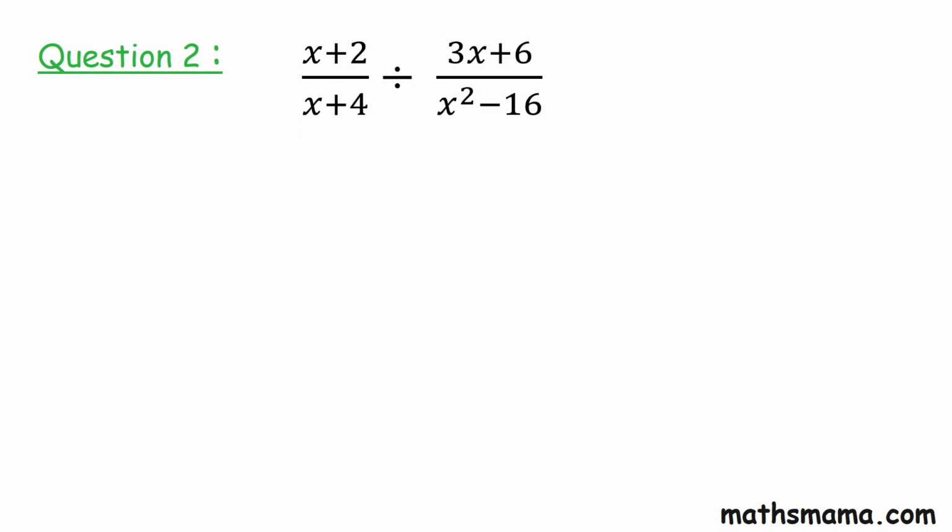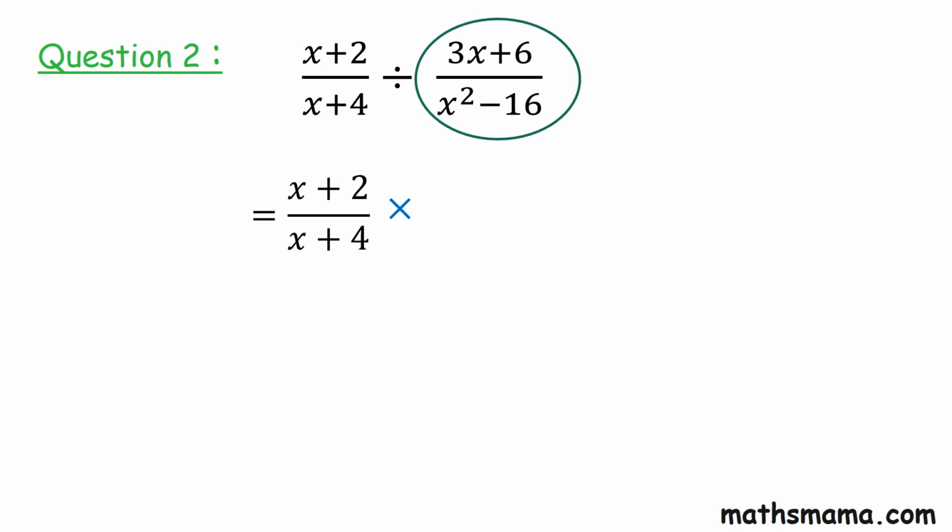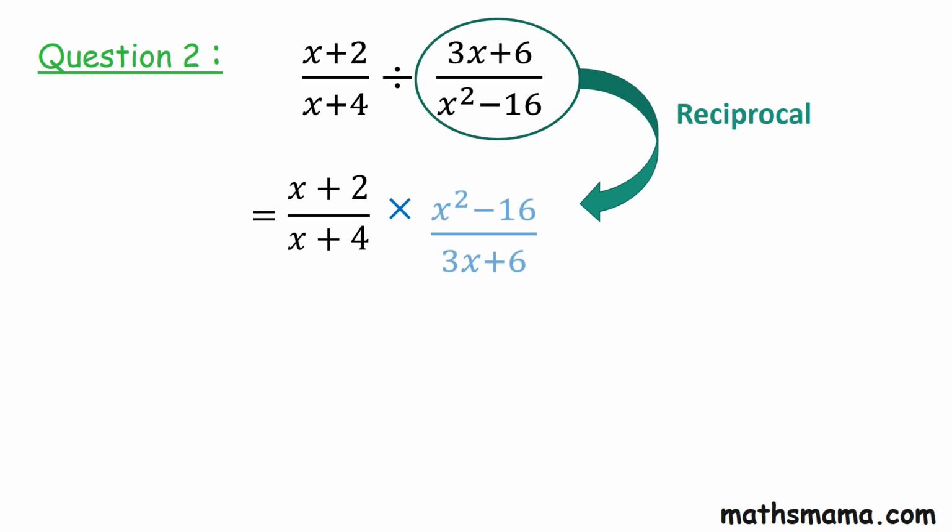Now we are progressing into slightly difficult questions. So in this question, we are applying the same technique that we did before. We are not doing anything for the first fraction. We convert the division into a multiplication, and we take the reciprocal of the second fraction. So we flip the values of the numerator and the denominator. So 3x plus 6 goes down and x squared minus 16 goes up, right?